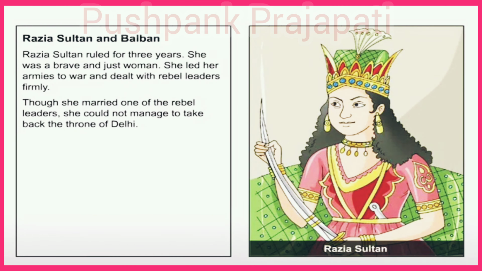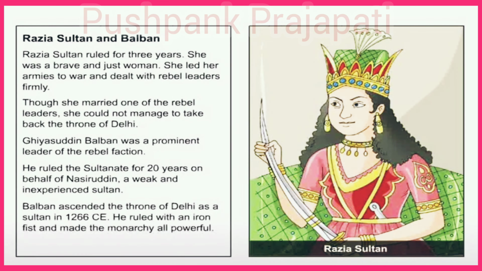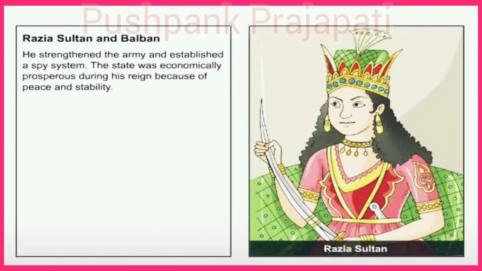Ghiyasuddin Balban was a prominent leader of the rebel faction. He ruled the Sultanate for 20 years on behalf of Nasiruddin, a weak and inexperienced sultan. Balban ascended the throne of Delhi as a sultan in 1266 CE. He ruled with an iron fist and made the monarchy all-powerful. He strengthened the army and established a spy system. The state was economically prosperous during his reign because of peace and stability.